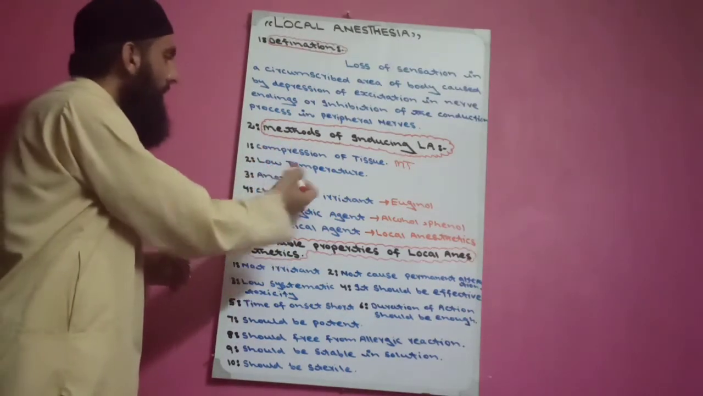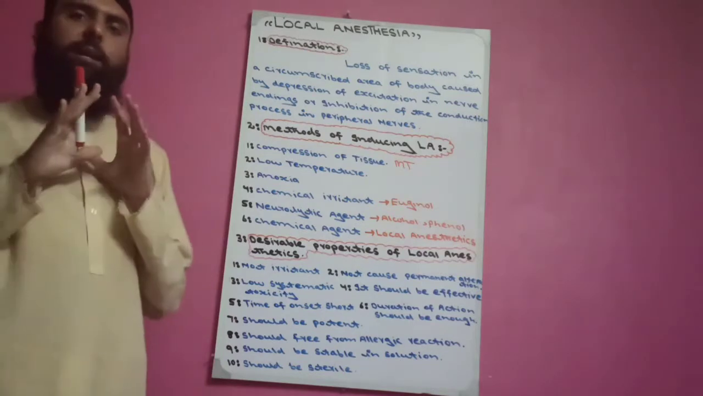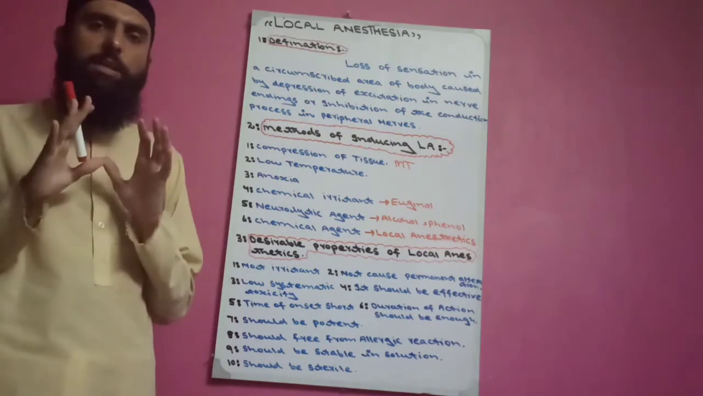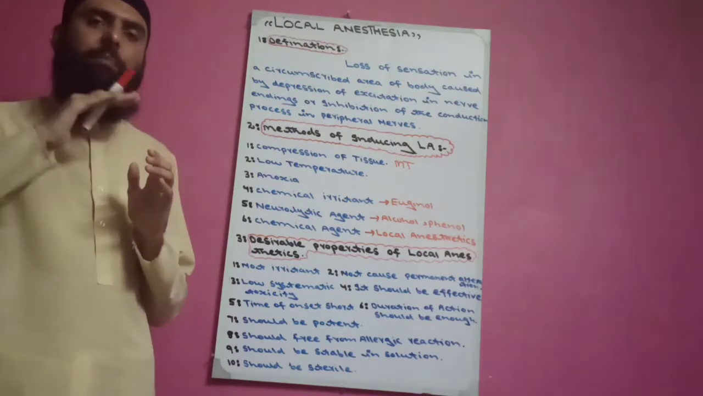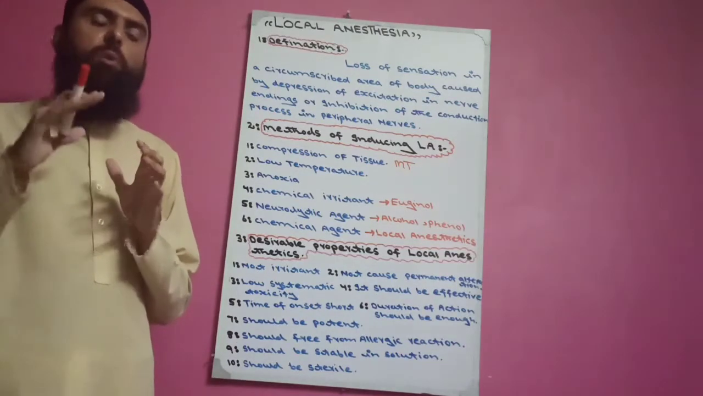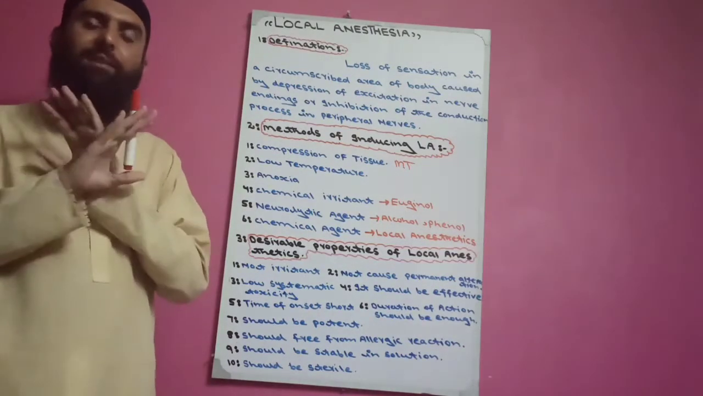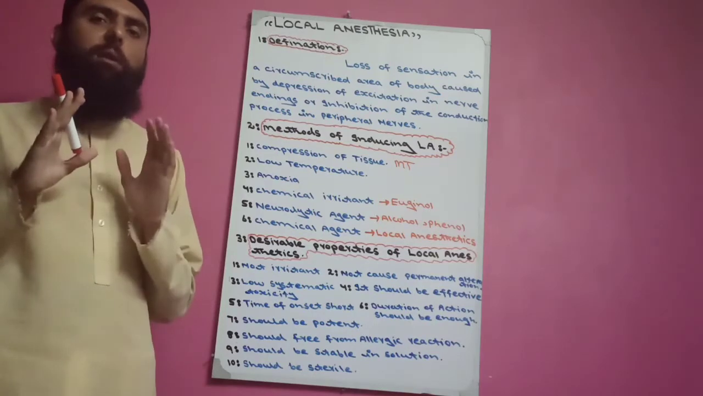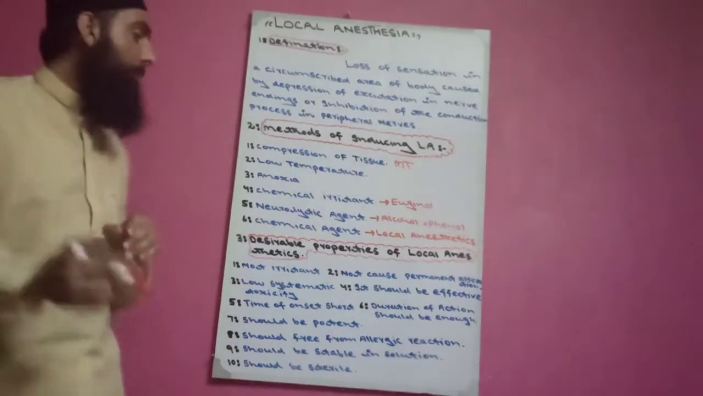Second method is low temperature. Again, the mechanism is the same. In low temperature, the blood supply of the neuron becomes decreased. Due to this, the function of the neuron becomes altered. In result, there will be loss of sensation.